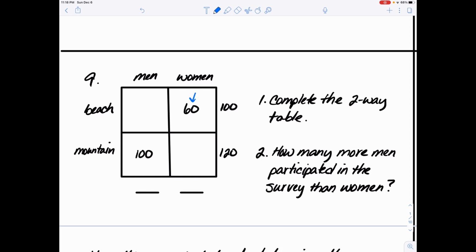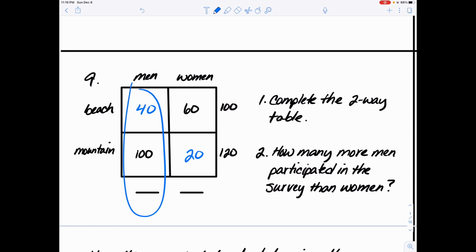But our table only tells us that 60 women selected beach as their choice. So we can do 100 minus that 60 to figure out the value of men that voted for beach. It has to be 40, because 40 plus 60 gives me that total number of votes there being 100. Down here for this other missing box, we know that 120 total people voted for mountain. 100 of them were men. Well, that leaves us a value of 20 women must have also voted for mountain.